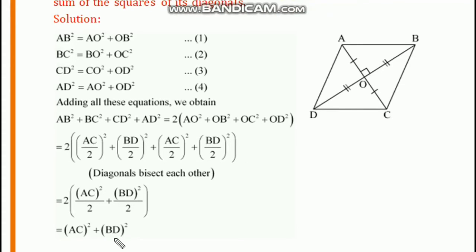plus BD square. Actually, here we need to prove that the sum of squares of all sides of a rhombus is equal to the sum of squares of their diagonals. So AC square plus BD square is the sum of squares of diagonals. Hence proved.